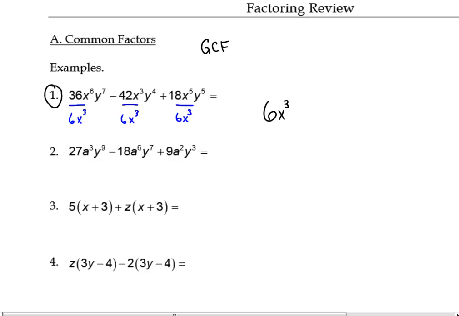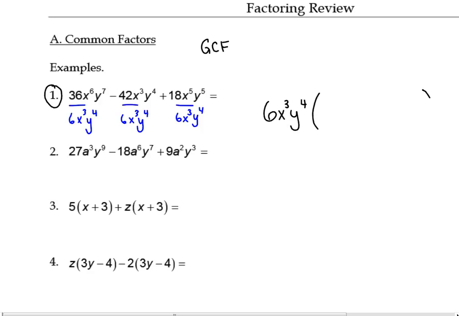Okay? Y to the 7, y to the 4, y to the 5. What's the highest power that we could pull out that's in common with all of them? Y to the 4. It's going to be the smallest exponent. So y to the 4. We can divide them all by y to the 4. And so that's our GCF. Our GCF is 6x cubed y to the 4.